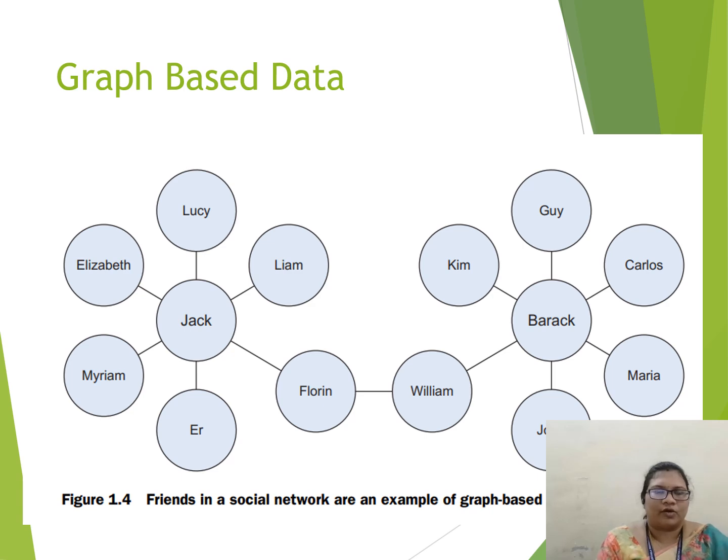This is where I already said Jack. Jack is connected to Elizabeth. Here, Florin is connected to Jack and Elizabeth. But Jack is not only connected to Florin; he is connected to Myra and Lucilia too. Florin is connected to William, but William is not connected to Jack, though he is connected to Florin. So these are all the connectivity. Mainly it will be used in business and LinkedIn.